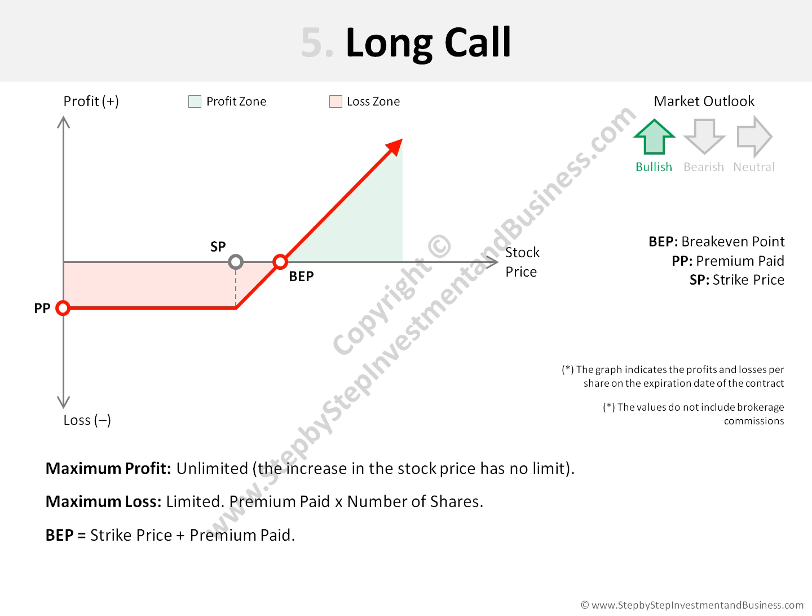The break-even point is equal to the strike price of the option plus the premium paid. The break-even point defines the profit and loss zones. In our case, for stock prices lower than the break-even point, we are in a losing situation. For stock prices higher than the break-even point, we are in a profitable situation.